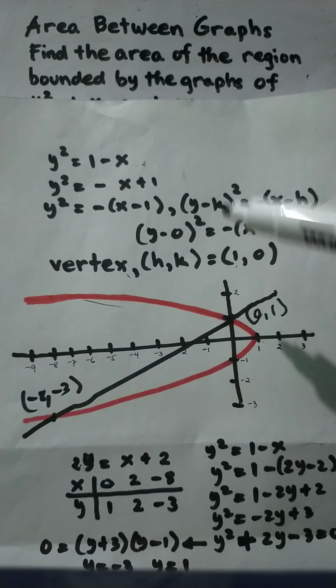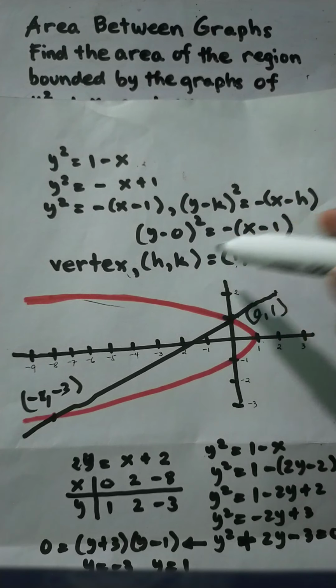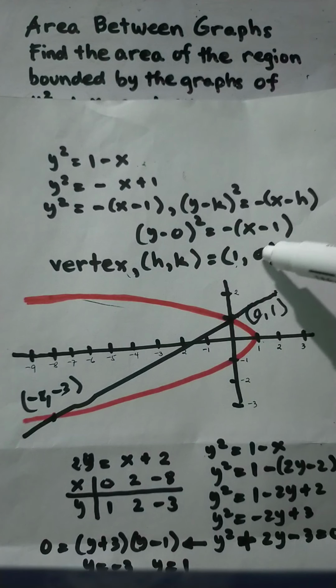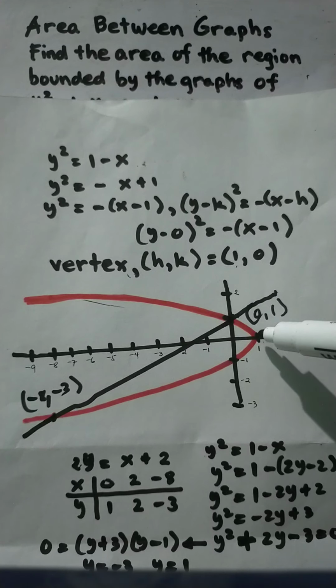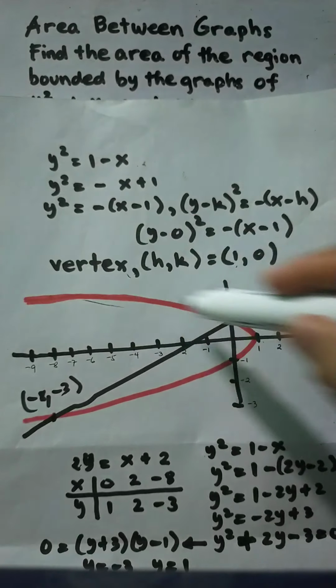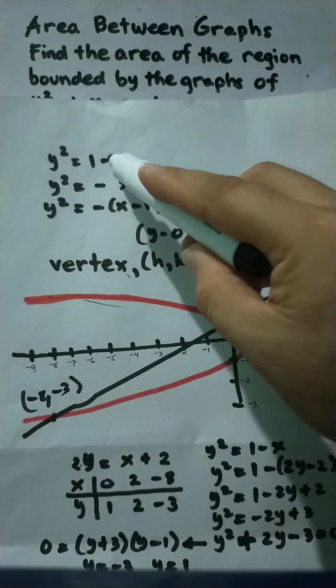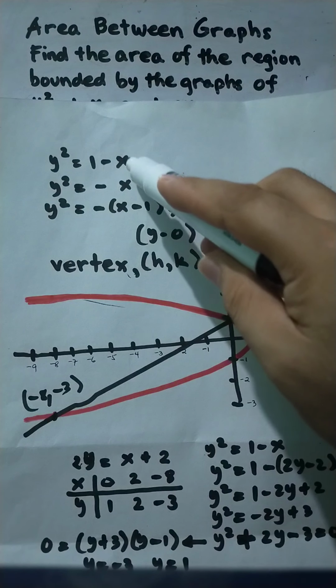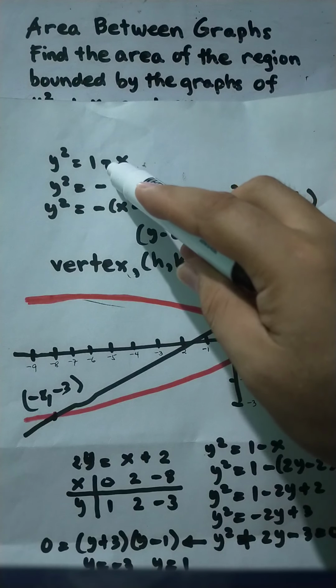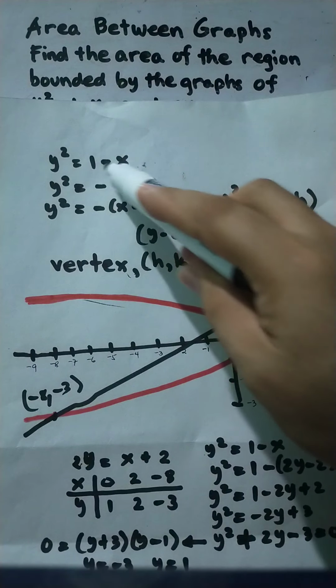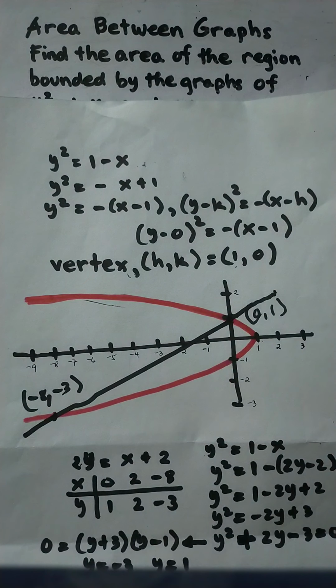So the vertex is located at x equals 1, y equals 0, so this is now the point. X equals 1, y equals 0. This is the vertex of the parabola. Again, it is opening to the negative x, because our equation is linear in x, and the x term is negative. So after we draw the parabola, we have here a line.